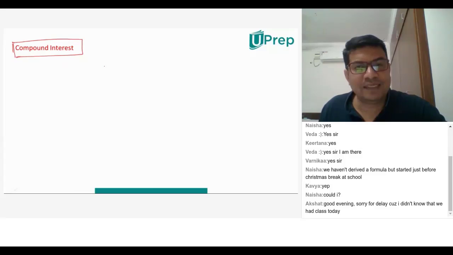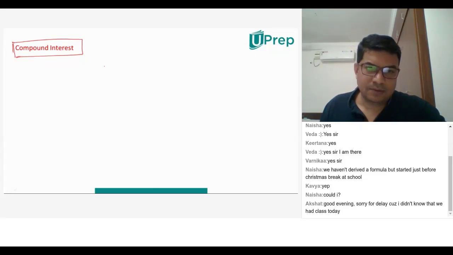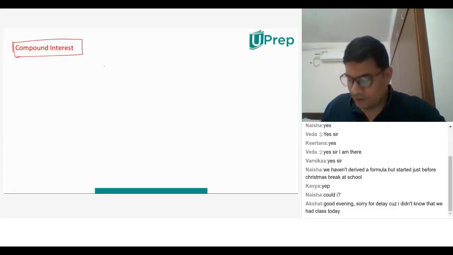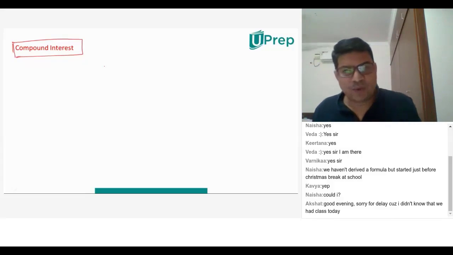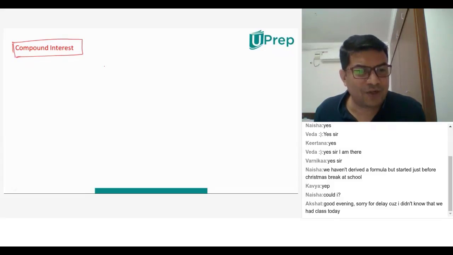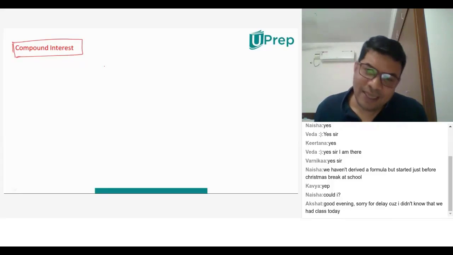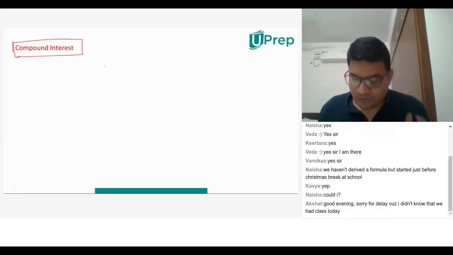So whereas in case of simple interest, the interest is constant no matter how many years it is. You mean the principal remains constant? Yes, sir. Okay. Good. So that's a very good understanding. Before I even get into the definition, I want you to understand the difference between simple interest and compound interest first. Then we will get into the definitions of it.